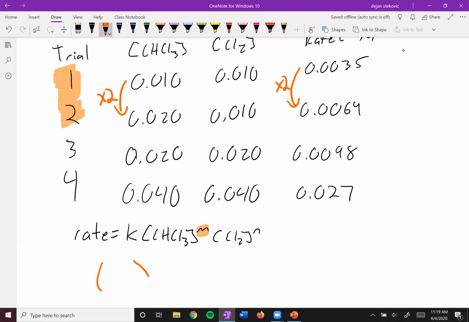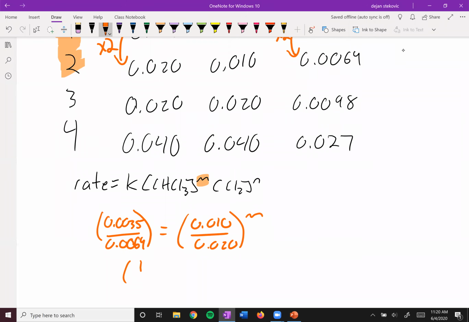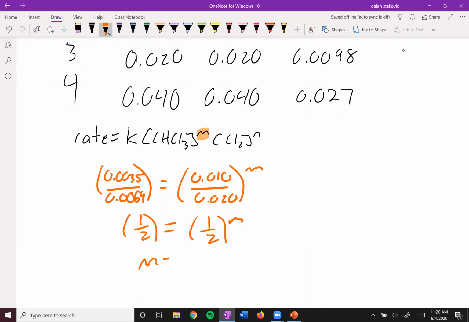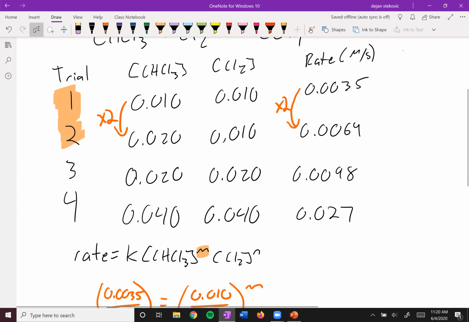So we're just going to go straight to the part where we write rate of 1 over rate of 2, so 0.0035 over 0.0069 equal to 0.010 over 0.020 up to some exponents. And you can tell that this is 1/2 equals 1/2 to the m, and so it ends up being 1 as well. But you can go ahead and do the math as well, right? This is equal to 1/2. This is equal to 1/2. And so at this point, you should probably be able to tell that m is going to be equal to 1, right? In order for 1/2 to equal 1/2, it needs to be 1. But if you want, you can go ahead and do the log method as well. So you see we calculated m here. It's essentially the same method we did last time. We're just showing less steps, less of the canceling out of stuff.